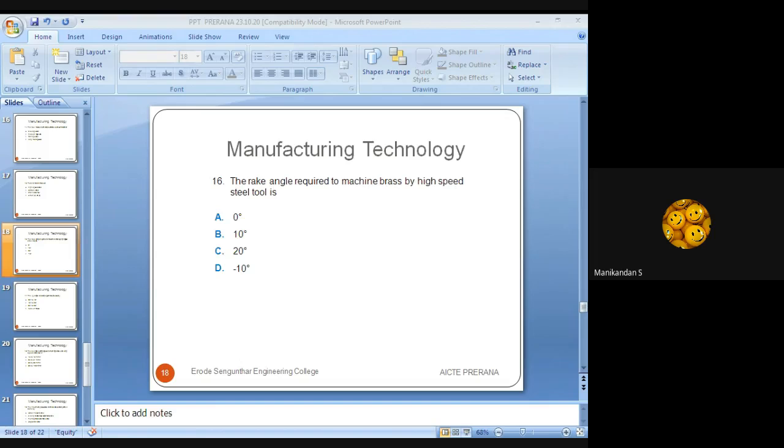The rake angle may be positive or negative. For brittle, we need a negative rake angle. For ductile, we use a positive rake angle. If the rake angle is zero, then there will be excess tool wear also. That we have to consider. But anyhow, we have to keep a 0 degree rake angle for brass machining with high speed steel tools.